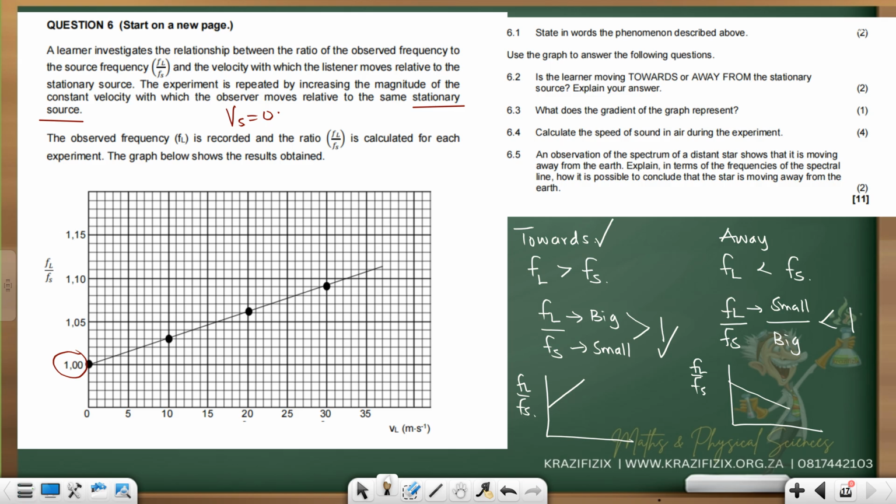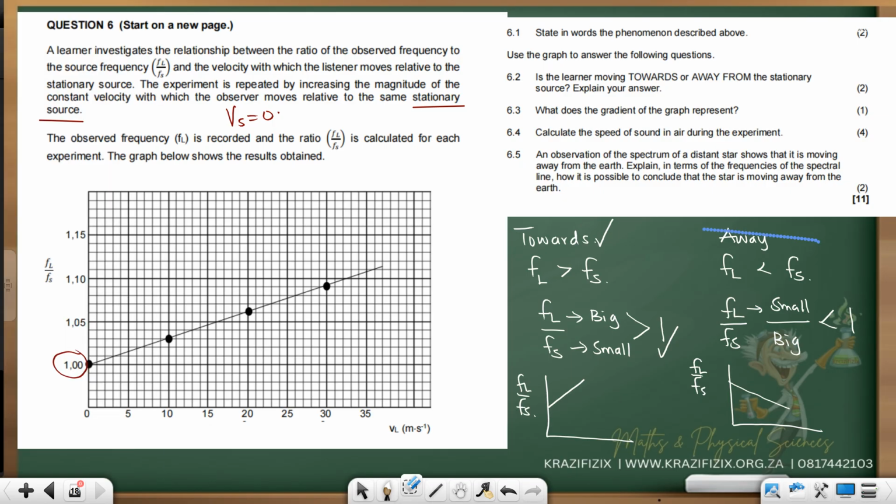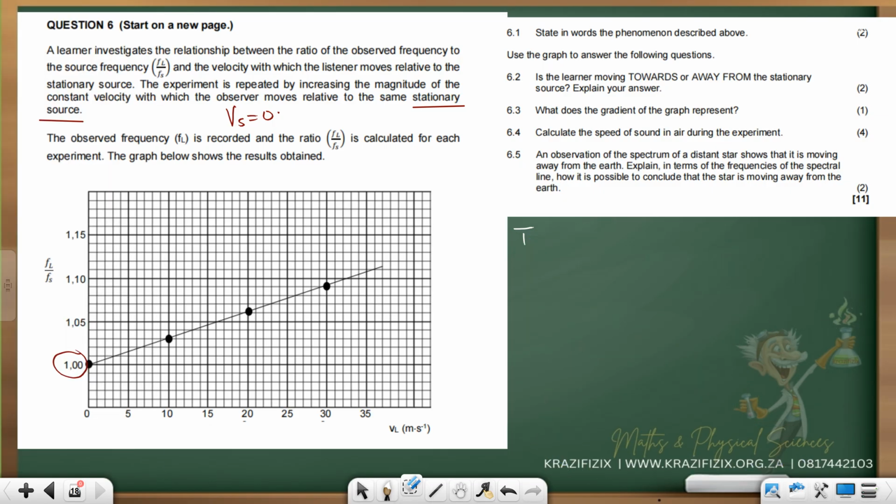What does the gradient of the graph represent? Now, here we're not sure, so you've got to quickly do what I did earlier. If you are not sure, we are told that we are moving towards. Let's run quickly: if we are moving towards, y equals mx plus c, plus or minus. FL equals, which one is stationary by the way?